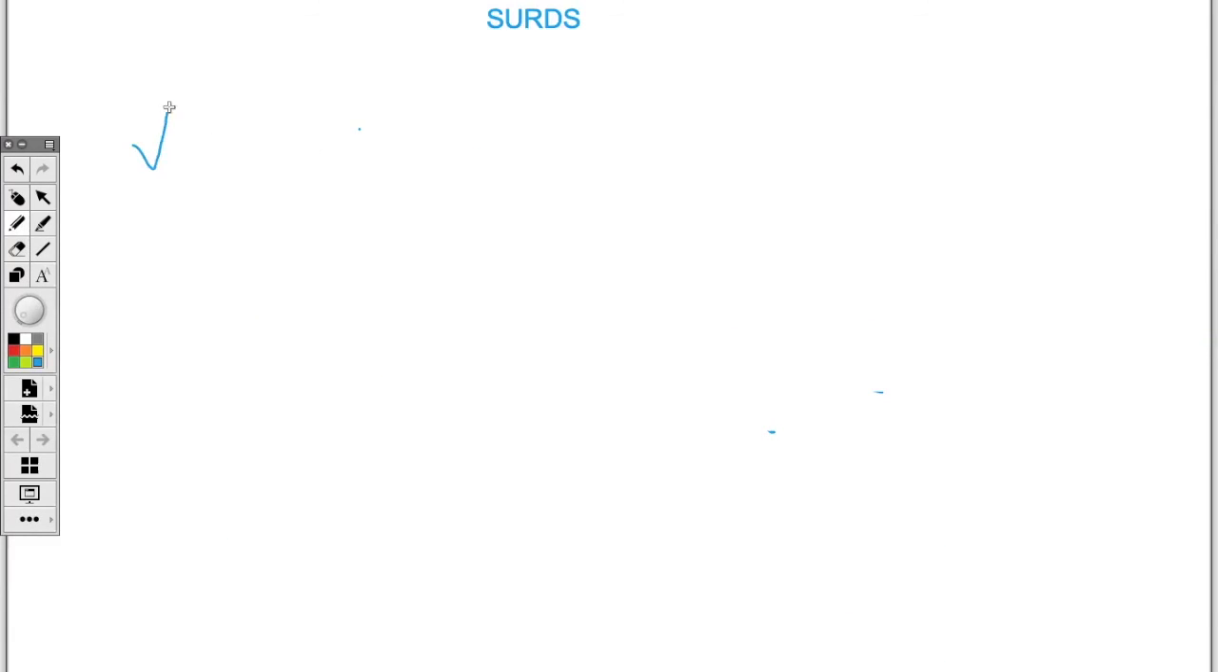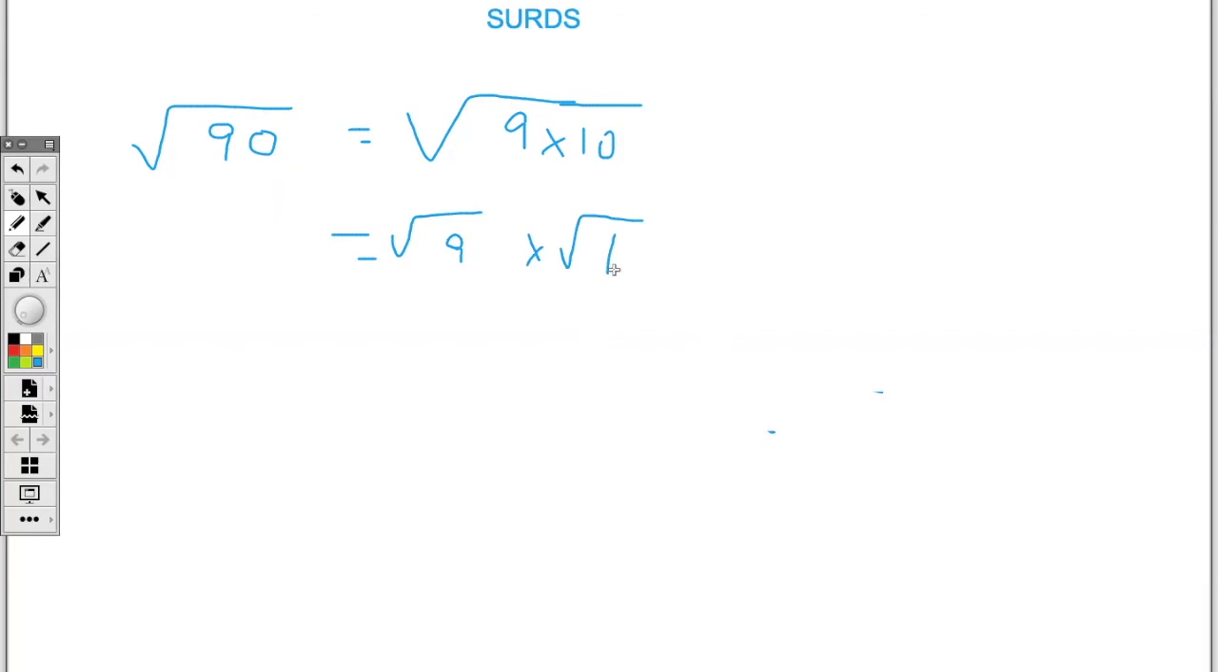If I give you the square root of 90, we can simplify this further, where 90 is the same thing as 9 times 10. And then we have the square root of 9 times the square root of 10. The square root of 9 is 3, so this is 3 root 10.